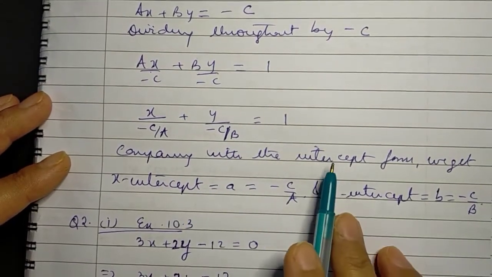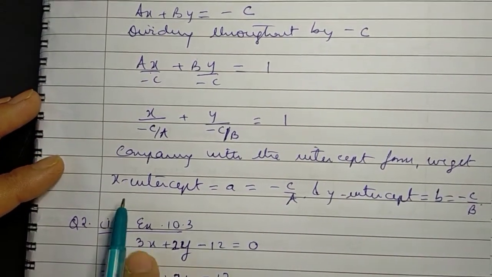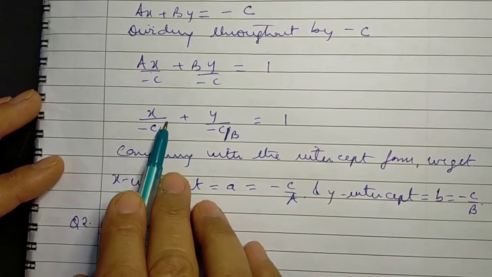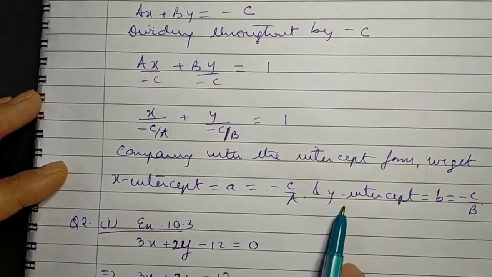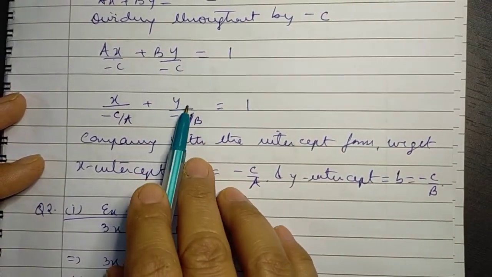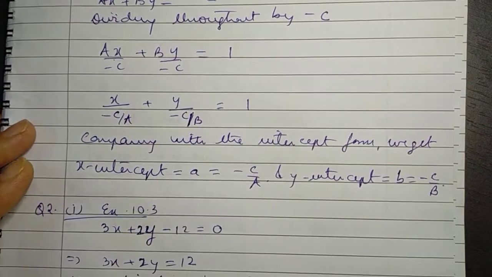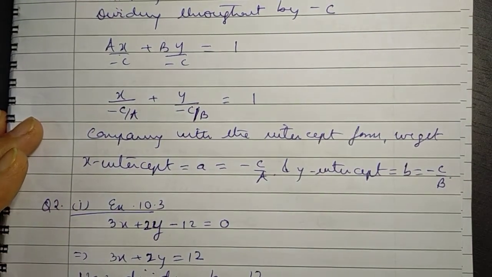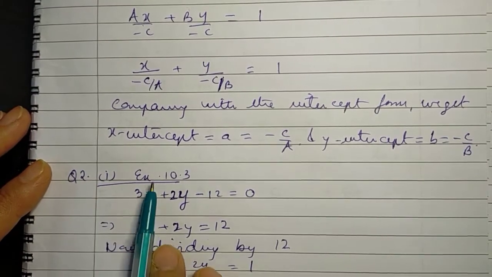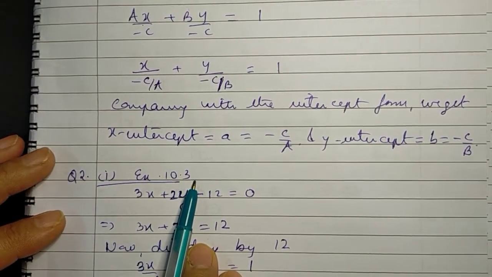Comparing it with the intercept form, we get x-intercept a is equal to minus c by a, which is the denominator of x, and y-intercept b is equal to minus c by b, which is the denominator of y. Now again, to make it more clear, let's take up question number 2, first part of exercise 10.3.